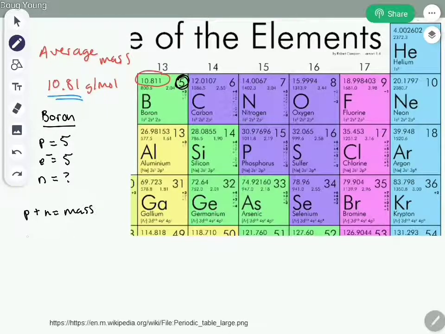So what do you do for this? Is this 10 or is this 11, for your mass? Because you have 5 protons and you have 5 protons here. So the question is, how many neutrons should you draw or predict for boron? And the answer is that there is no just one answer, because boron has many different isotopes. There are many different atoms of boron that have different masses.